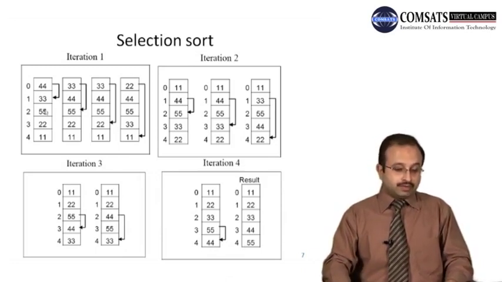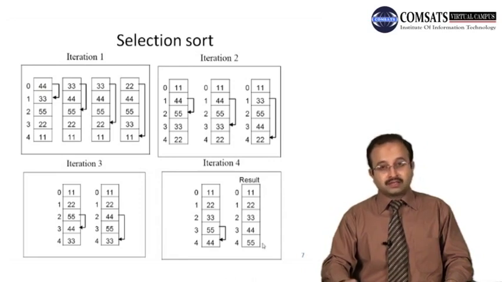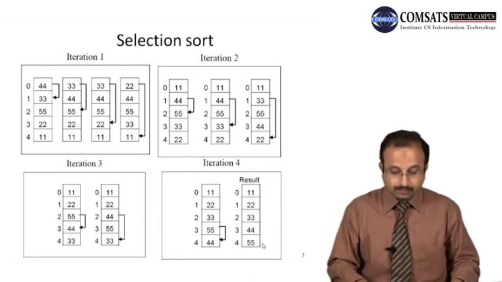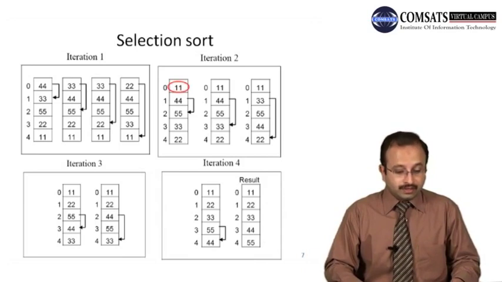So this is the input to the sorting program, and this is the output array where the elements are sorted in ascending order, such that the smallest element comes at the 0th index and the largest element comes at the last index of that array. Now let's see the program.